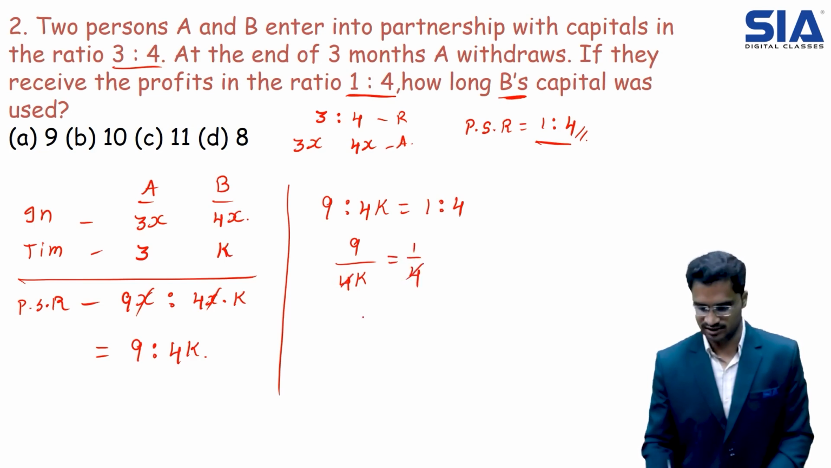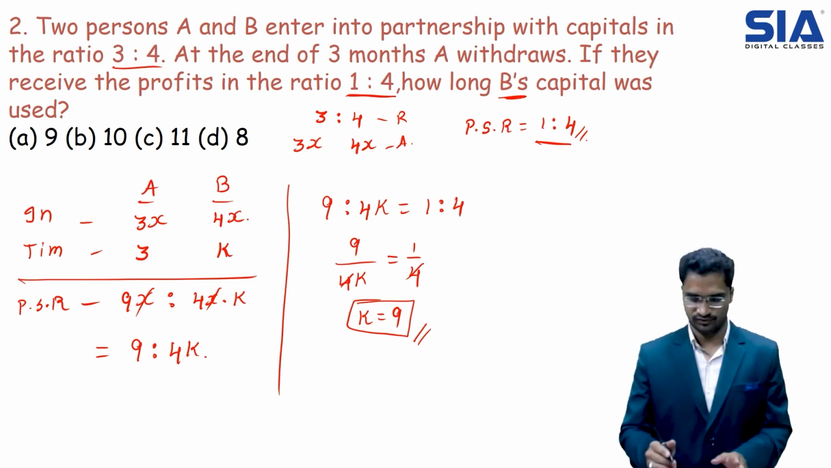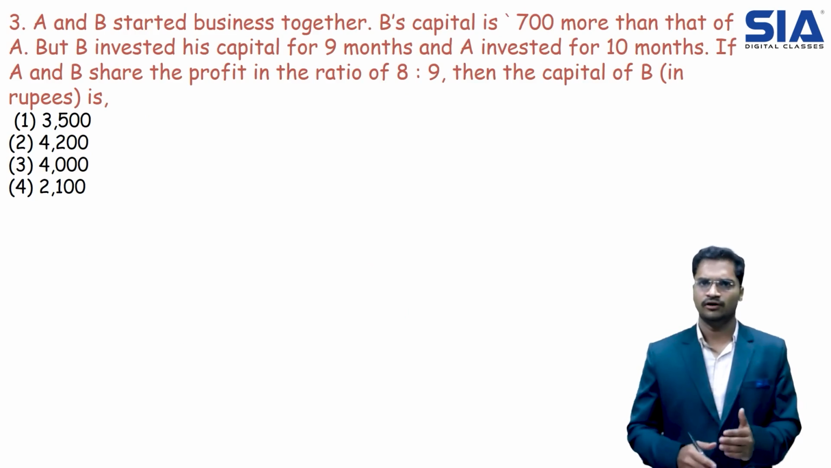4 and 4 get cancelled. Then the value of k is 9. So B has kept his capital in the business for 9 months. So our answer is 9 months, which is option A. So now our next question.